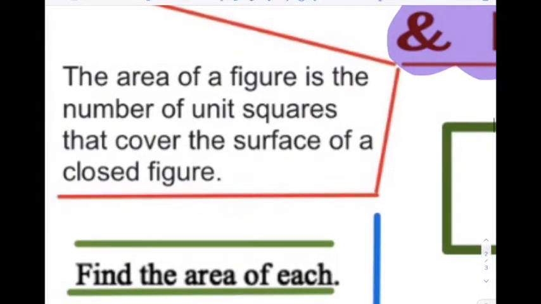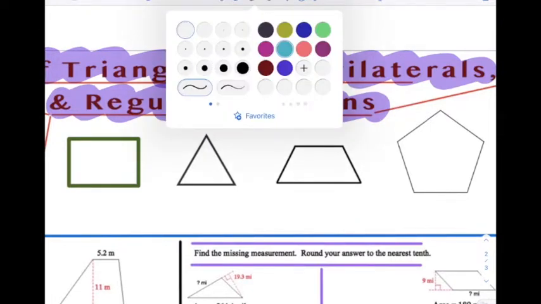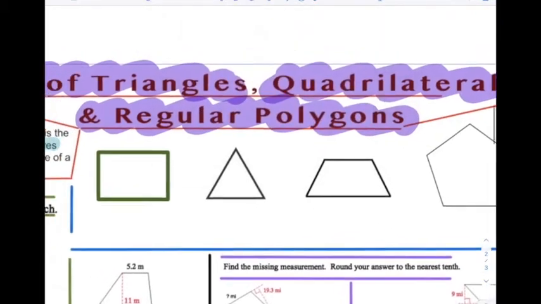The area of a figure is the number of unit squares that cover the surface of a closed figure. So the area is these little tiny boxes, everybody, that fit inside the actual shape itself.